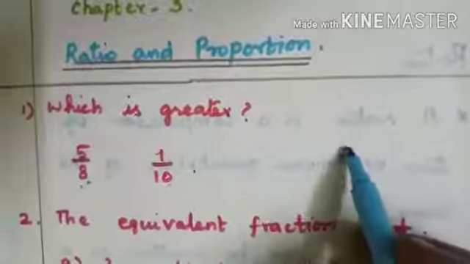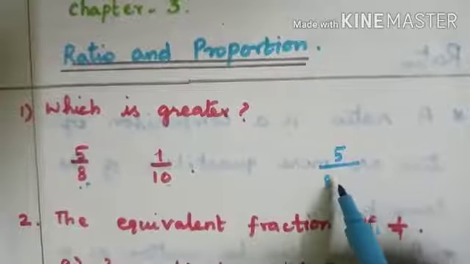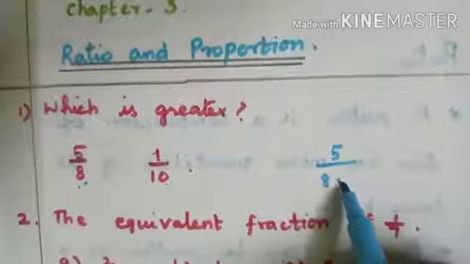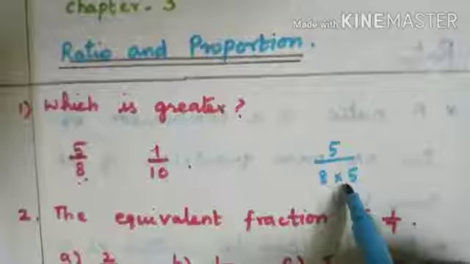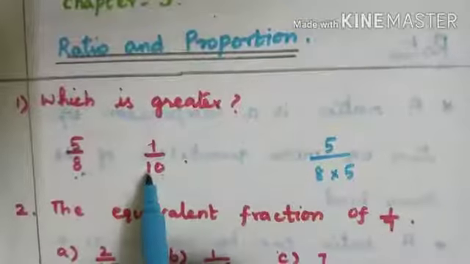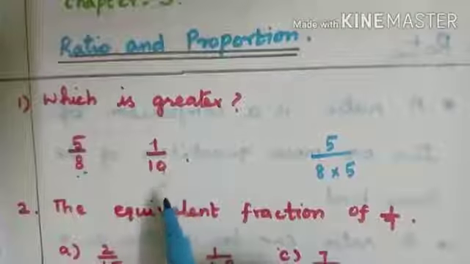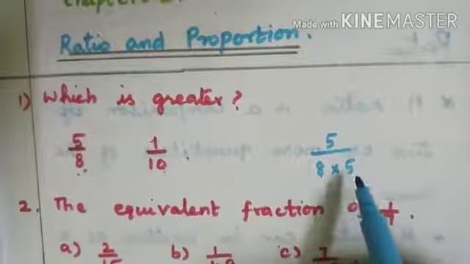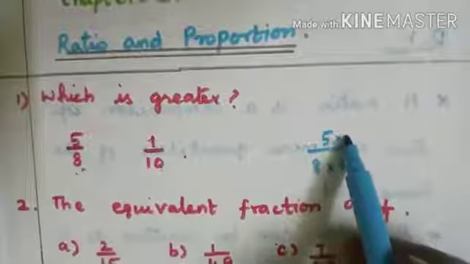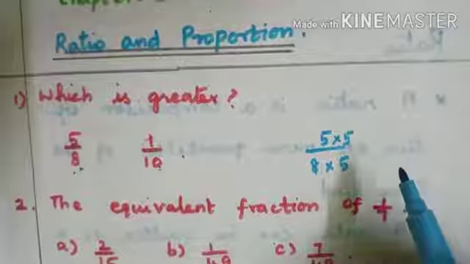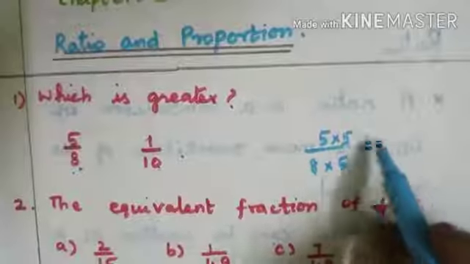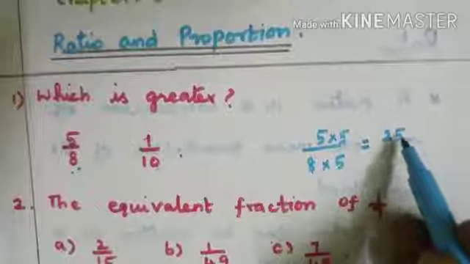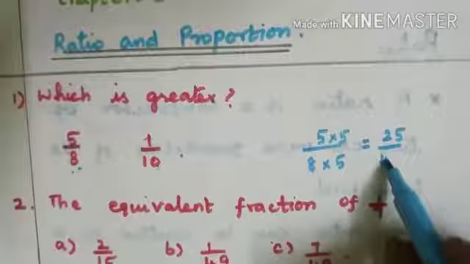So here we are making the denominators the same. Looking at 5 by 8, I am going to multiply 8 by 5. That will give what? 40. And here 10 into 4, that will give what? 40. So here I am multiplying with 5, both the numerator and denominator we have to multiply. So here you see what we will be getting: 25 by 40, since 5 8s are 40.